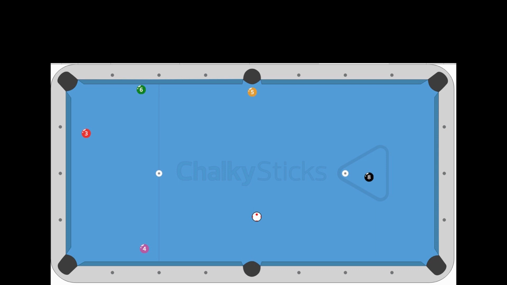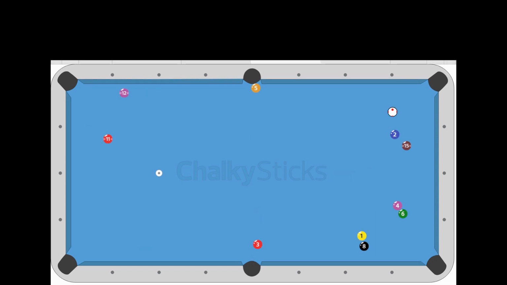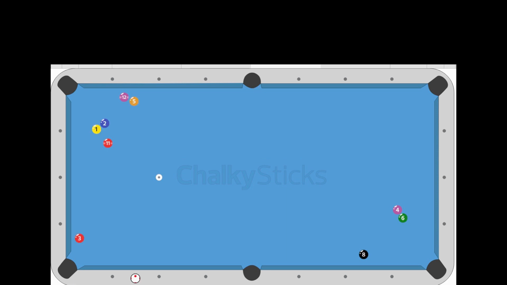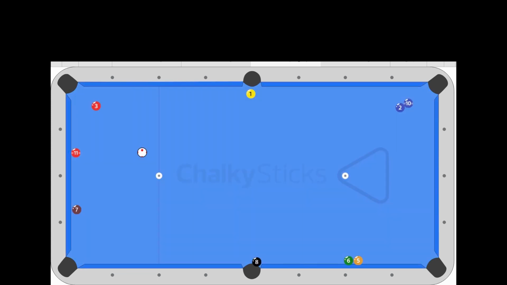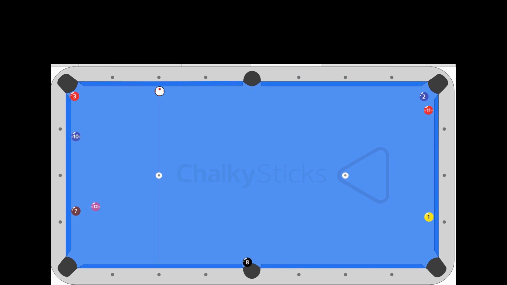Today we're going to do something new. I'm going to show you guys 5 different 8-ball diagrams that I'm going to run out for you, and I'm going to give you an opportunity to see the diagram before I start the run, and you can even pause the video, try to run them out on your own, or watch to see how I go about doing it.